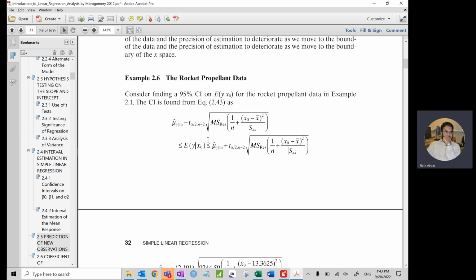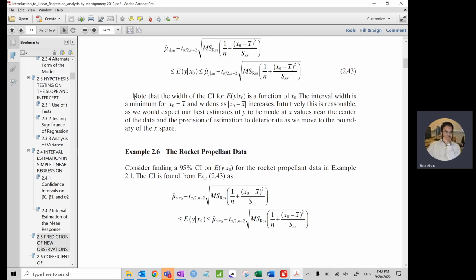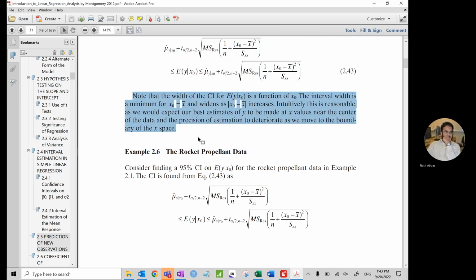This is what they are probably trying to explain in this paragraph. They are saying that note that the width of the confidence interval is a function of X naught. It is minimum when X naught is X bar and widens as this increases. Intuitively, this is reasonable, as we would expect our best estimate of Y to be best at the center. And I was going to make this line something like this.